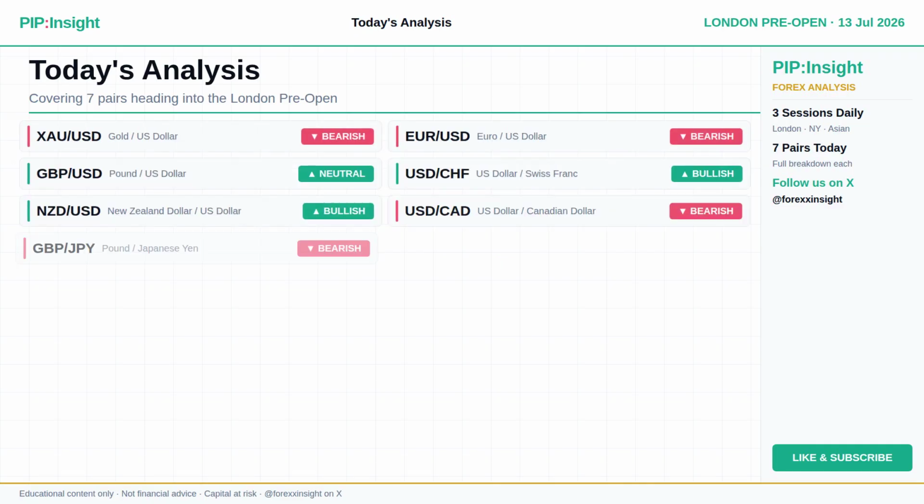Here is today's London pre-open chart analysis. Pairs showing bullish structure: pound dollar, dollar Swiss, Kiwi dollar. Pairs showing bearish structure: gold dollar, euro dollar, dollar Canada, pound yen. Full chart breakdown for each pair coming up now.